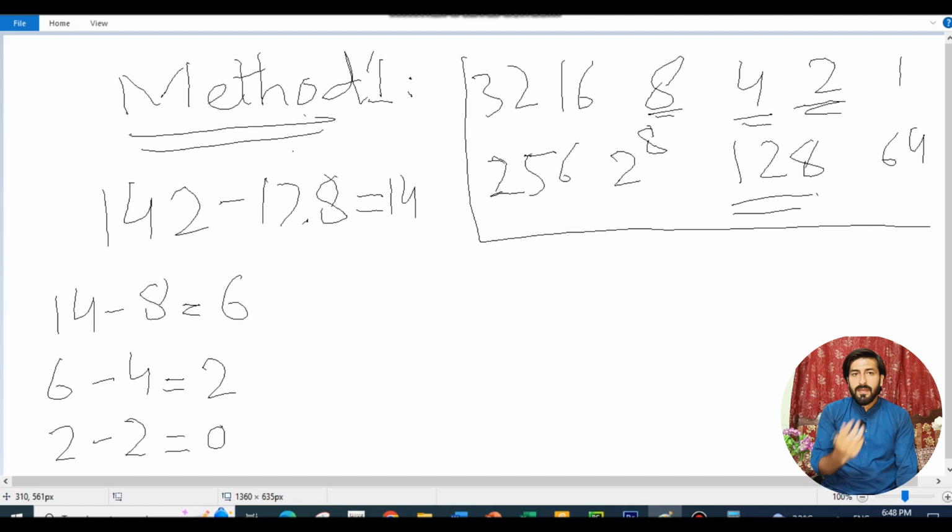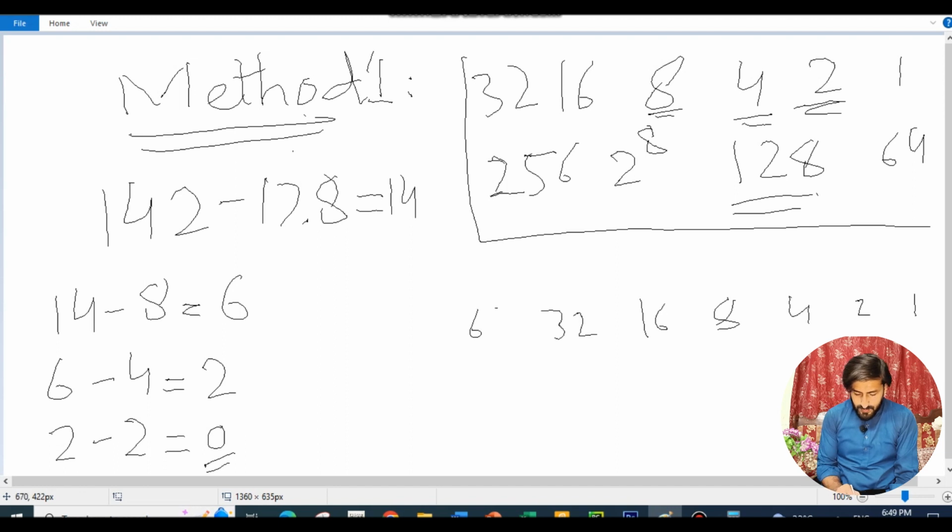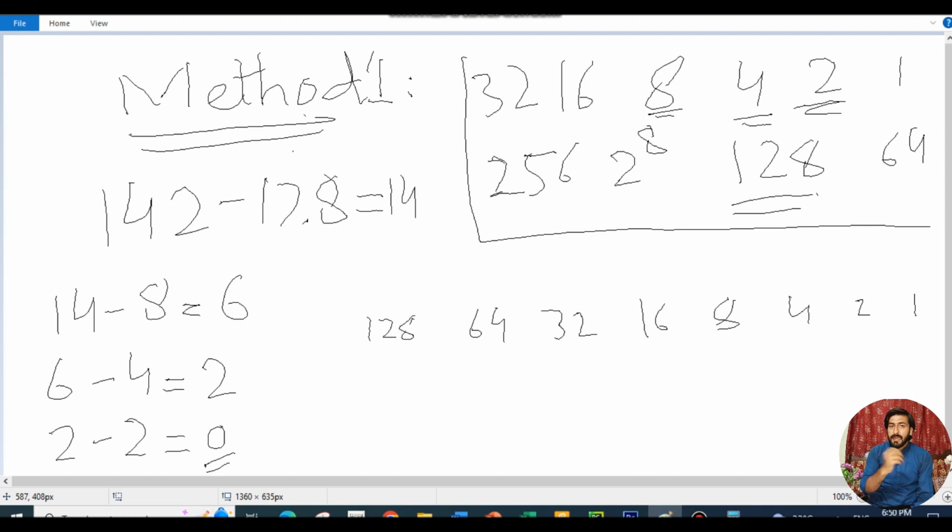Now I started from the biggest possible heading, which was 128, and went all the way until I got 0. Let me quickly write the headings over here again: 1, 2, 4, 8, 16, 32, 64, and 128. I will only turn the bits on which were included in the subtraction. Turning the bits on means 1, and turning the bits off means 0.